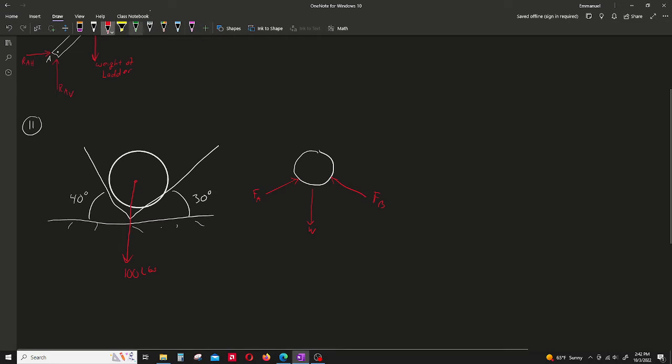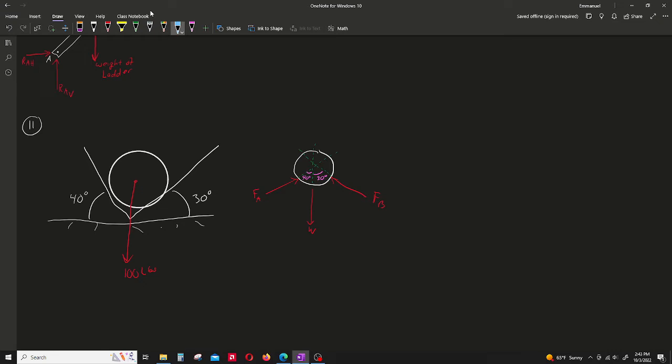And one thing I also want to do is draw up something like that, just so we can keep all of this in order, because I want to make sure that my angles are correct. So here, right in between here is going to be my 30 degrees, and then right in between here is going to be my 40 degrees. Again, this is not drawn to scale, definitely not drawn to scale.